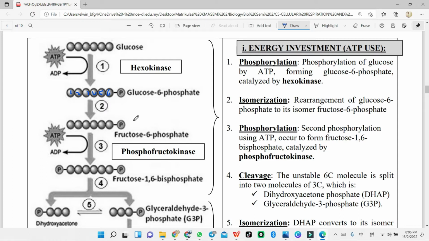In this step, the ATP will be converted into ADP and donate its phosphate group, which is attached to the first carbon of the fructose 6-phosphate, so it becomes fructose 1,6-bisphosphate. By this we mean 2 phosphates: one on the first carbon, one on the 6th carbon. And the enzyme involved is phosphofructokinase.